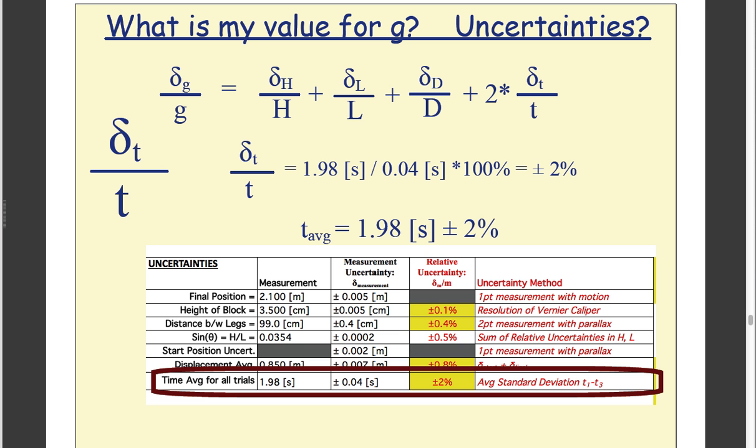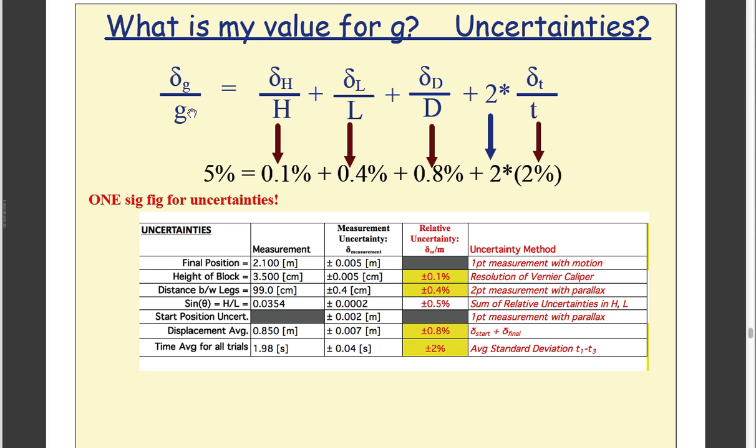So at this point, we've built all the pieces of the relative uncertainty in G. We take each relative uncertainty and we sum them. We cannot forget that we have to double the time uncertainty because we've squared time in our analysis. So when I add up all those relative uncertainties, doubling the time, I get 5%. And it's important that we state this as one significant figure for our uncertainty. So I'm not going to say 5.296%. I'm going to just state this as 5%.